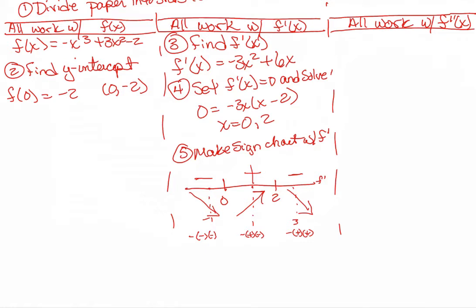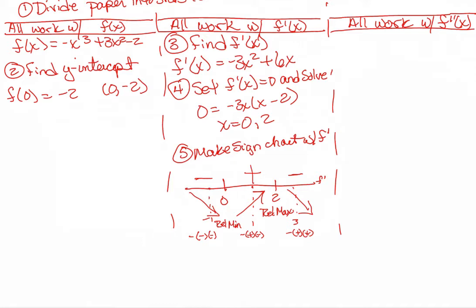Okay, so I'm done. I'm going to write that this is a relative min and this is a relative max, because this becomes the top of my mountain, this becomes my valley. Now, I'm done with my first derivative.